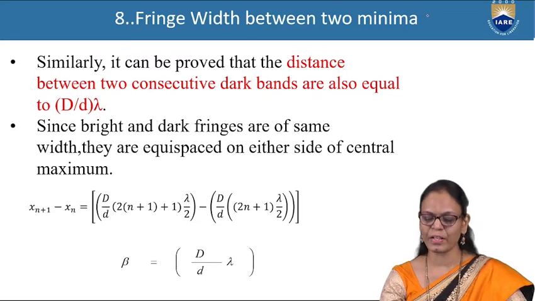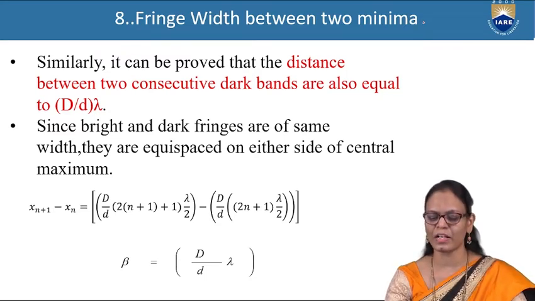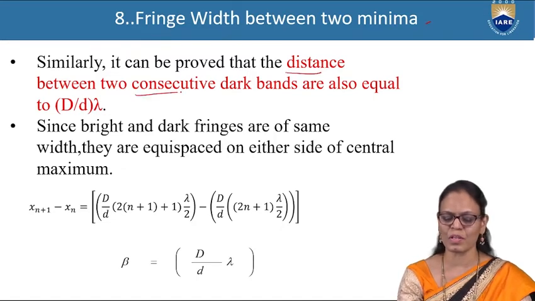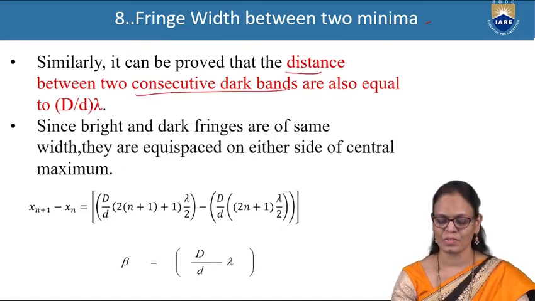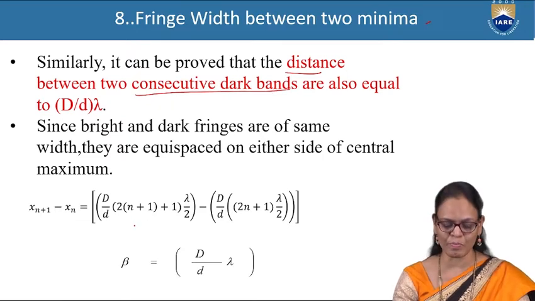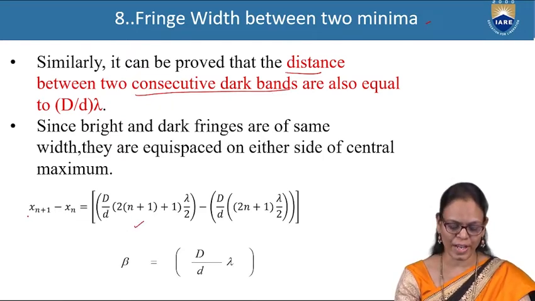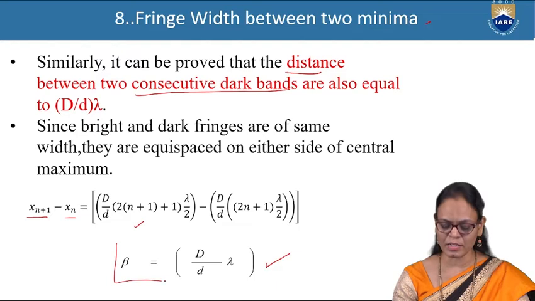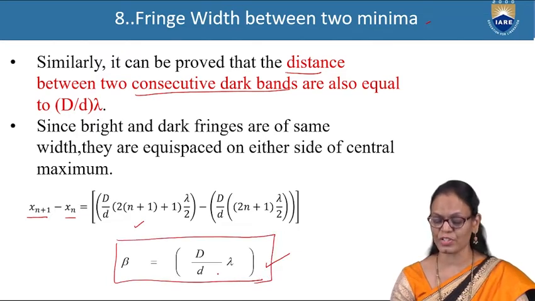Now the fringe width between two maxima we have seen. Here we are talking about two minima. Minima here means the distance between two consecutive dark bands. If you are talking about dark bands, we will put the condition for the dark band for the (n+1)th dark fringe and the nth dark fringe, and subtract. What do we get again? The same. So what we understand here is the distance between any two dark fringes or bright fringes is the same, and we call it the fringe width.